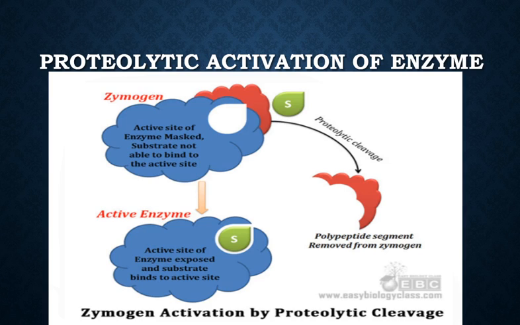After this polypeptide cleavage, you make this enzyme active. Then the substrate will bind this active site. Okay. So it's a zymogen activation by proteolytic cleavage. And some examples are chymotrypsinogen converted to chymotrypsin, trypsinogen to trypsin, and pepsinogen to pepsin.